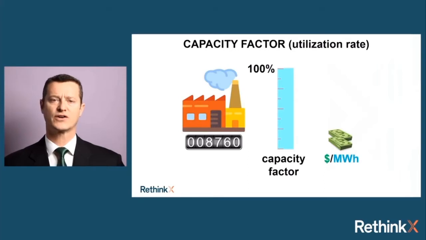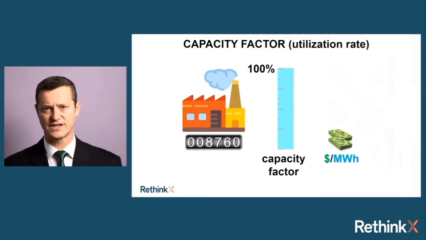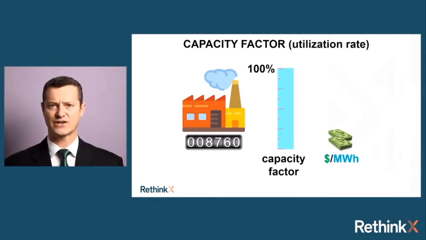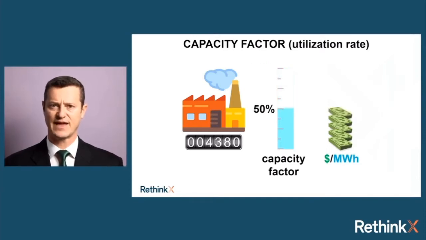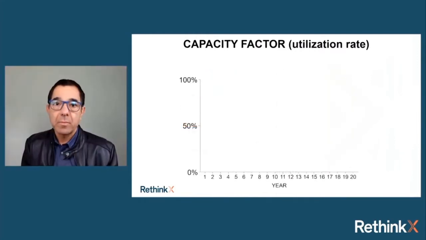Similarly, if a 1 megawatt coal power plant ran at full capacity for every single hour of its first year, then it would sell 8,760 megawatt hours of electricity and have a capacity factor of 100% for that year. If the same plant only managed to sell half that much electricity, then its capacity factor would be 50%, and so on. The less the plant's capacity is utilized, the more each megawatt hour of electricity would cost. Now remember, we're not just talking about owning and operating a power plant for 1 year.